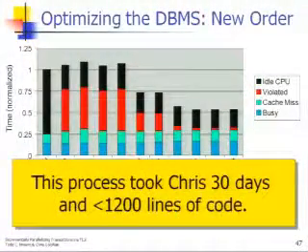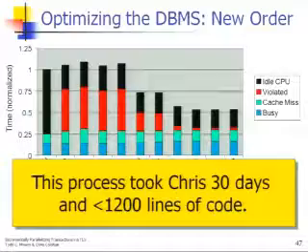And again, the important part is it took Chris 30 days of effort, and he changed less than 1,200 lines of code out of 200,000, and he didn't understand the application. I don't want to make Chris sound like he's not a bright guy. He's a very bright guy. But you don't need to be an expert on this to get this kind of improvement.